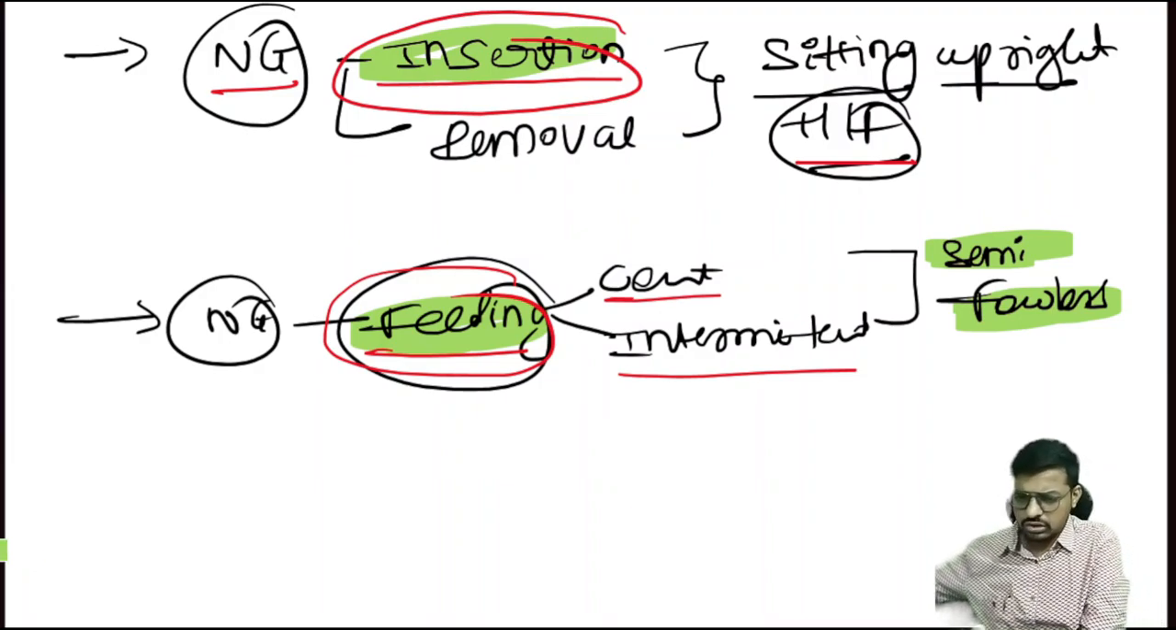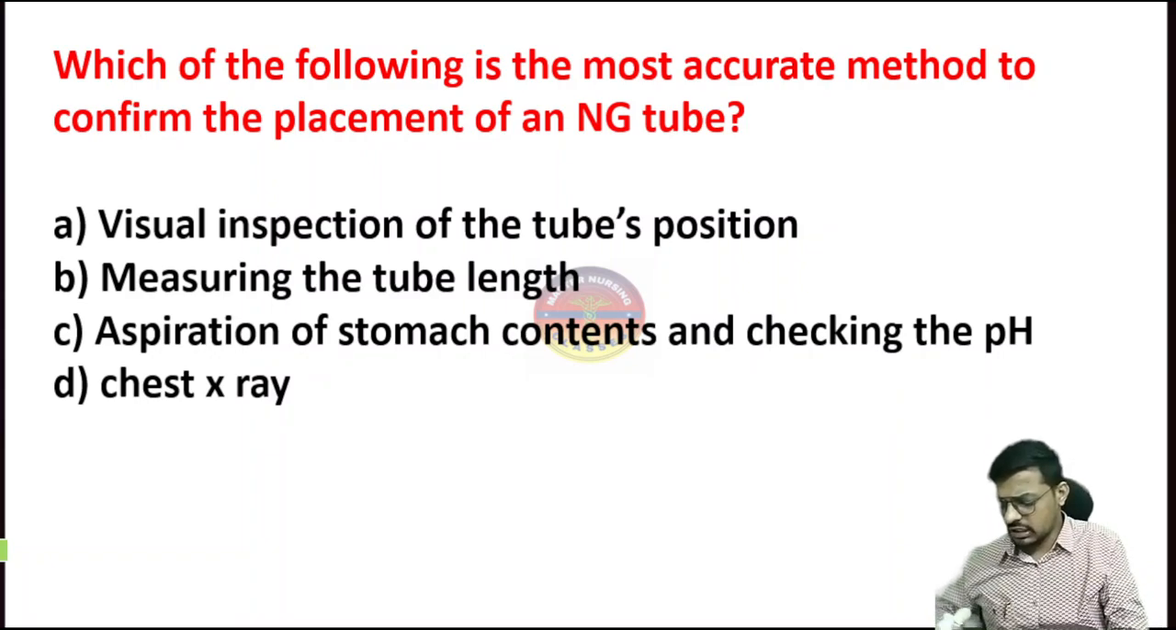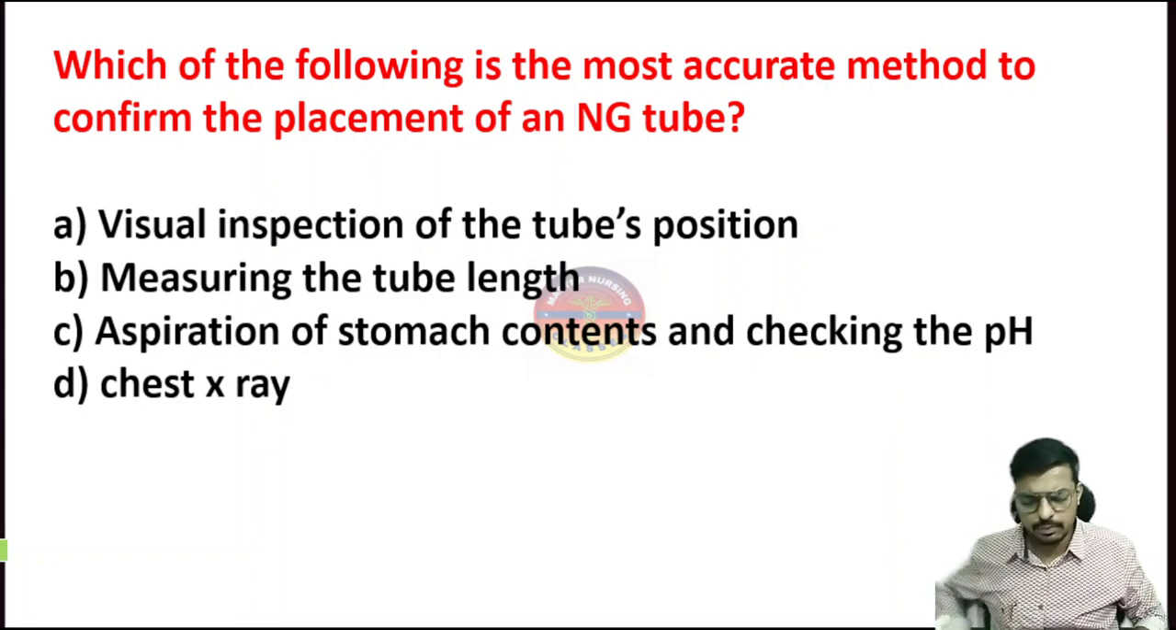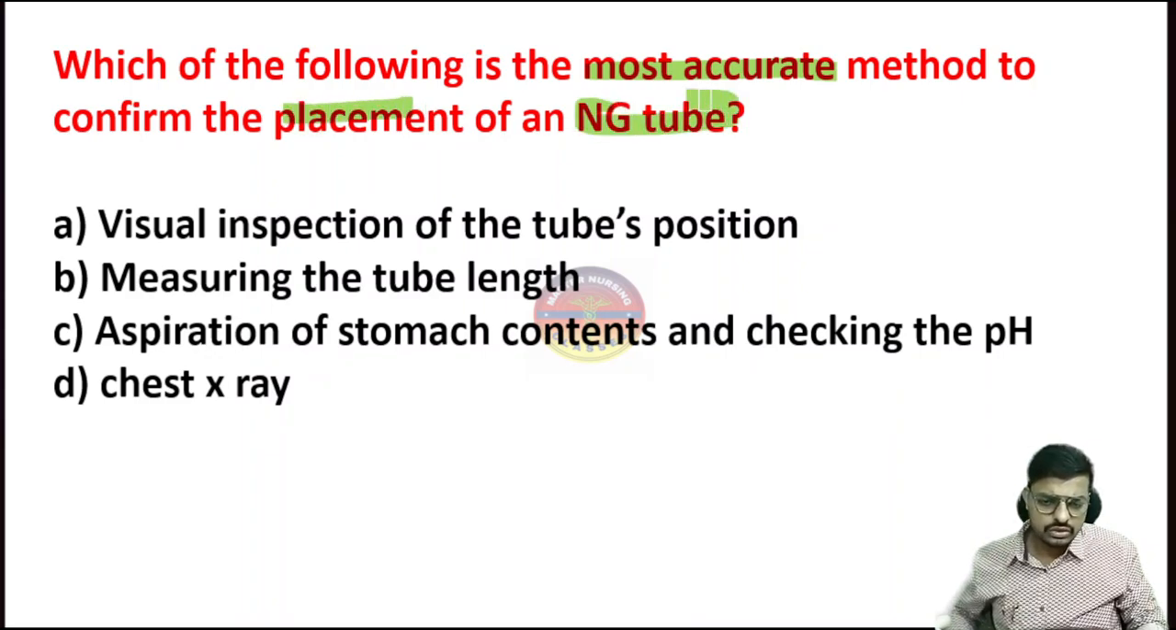So here is the next question in front of you. Please read the question completely till the end and try to give your best answer. It's a very simple question, children, and most importantly, a repeatedly asked question in your previous exams. Which of the following is the most accurate method of confirming the placement of the nasogastric tube? It's important. Why? Because it's a practical related question.